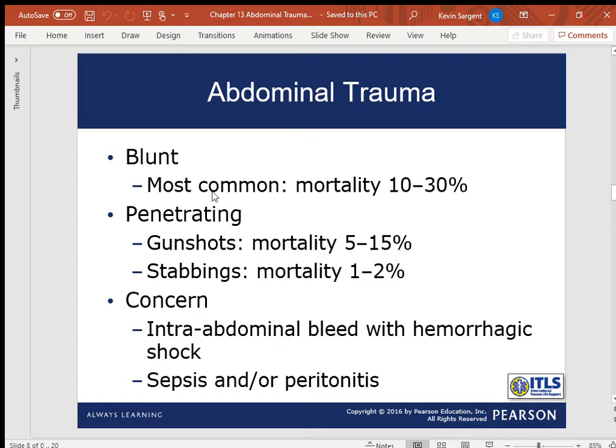Okay, blunt trauma, mortality is 10 to 30%. Penetrating trauma, gunshot wounds, stabbings, anywhere from 1 to 15%, depending on that. The big concern is the bleeding in the abdomen with hemorrhagic shock and secondary sepsis or peritonitis. Generally, you get peritonitis prior to getting septic. It just depends. Peritonitis, like I said, is inflammation. Sepsis is a systemic infection.